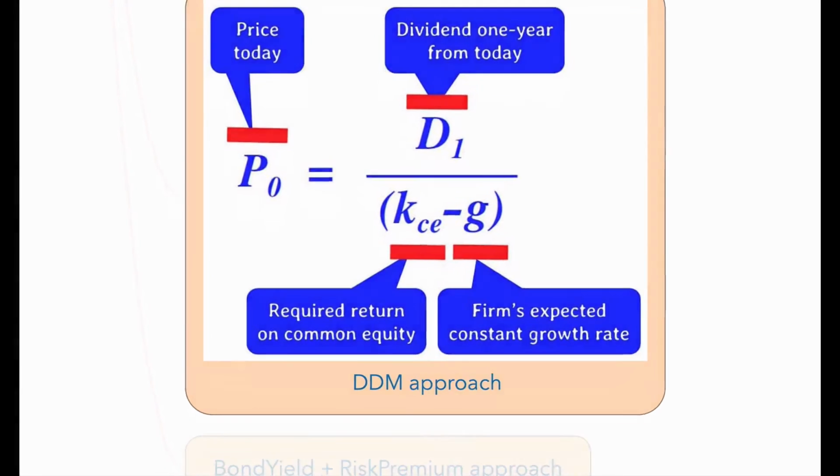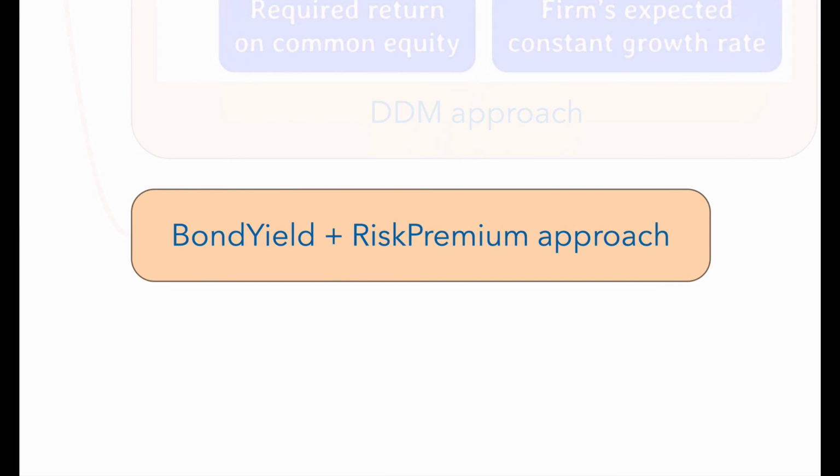Finally, the bond yield plus risk premium approach is another method of estimating the cost of common equity. This rather ad hoc approach adds a risk premium of 3 to 5 percentage points to the market yield on the firm's long-term debt to arrive at the cost of common equity. So KCE equals bond yield plus a risk premium.